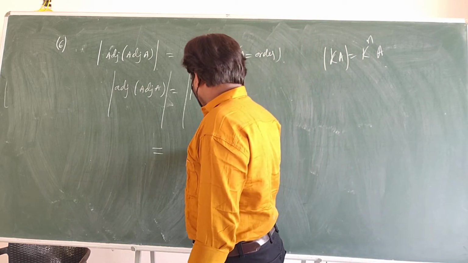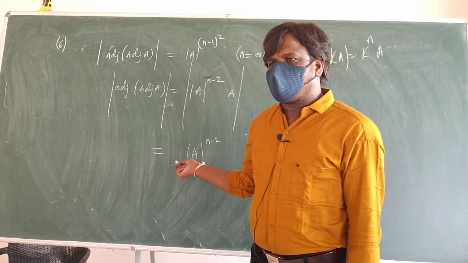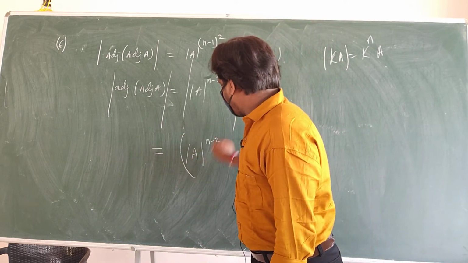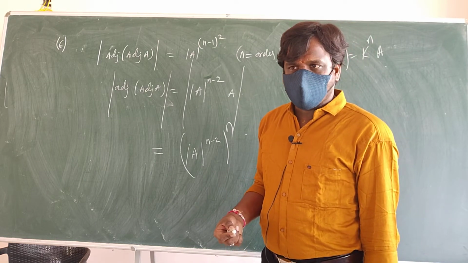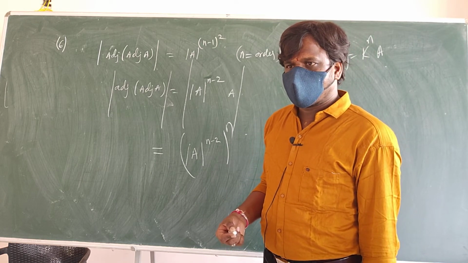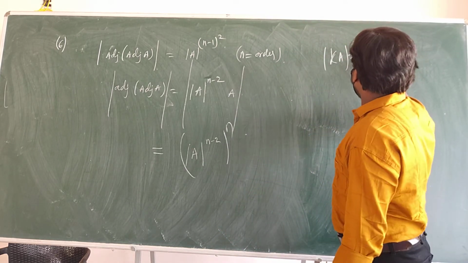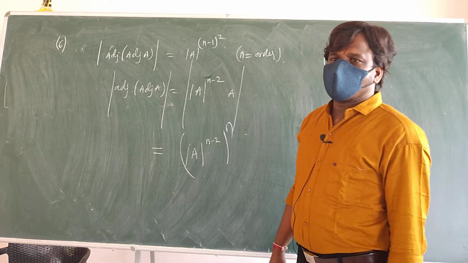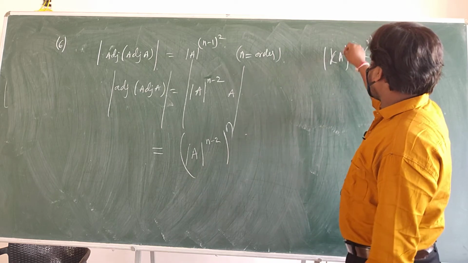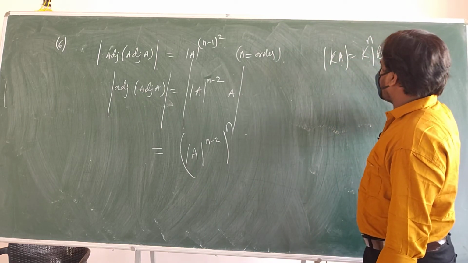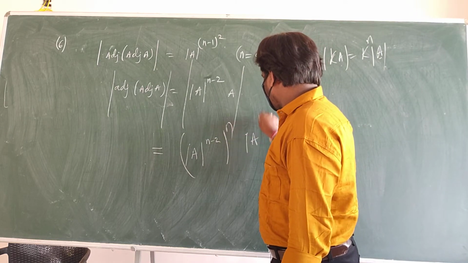Determinant of A to the power of n minus 2 is the k. That is only k, right? And this whole power how much? This is a simple thing. After that, what do you get? Determinant A, right? The formula also you don't know: determinant of kA is equal to k raised power n into determinant A. So how much do you get here? Determinant?